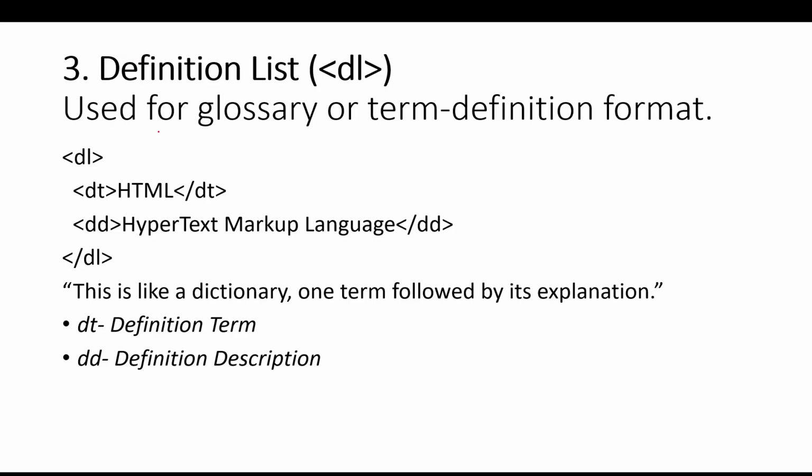And a definition list is used like a dictionary, and the term is written using the DT. In the definition list, the term is used as DT, and the description is written as DD. The DT means definition term and the DD is definition description. So let's say here the term is HTML. To display this, we are using the DT, and to describe this HTML as hypertext markup language, we are using the DD tag.